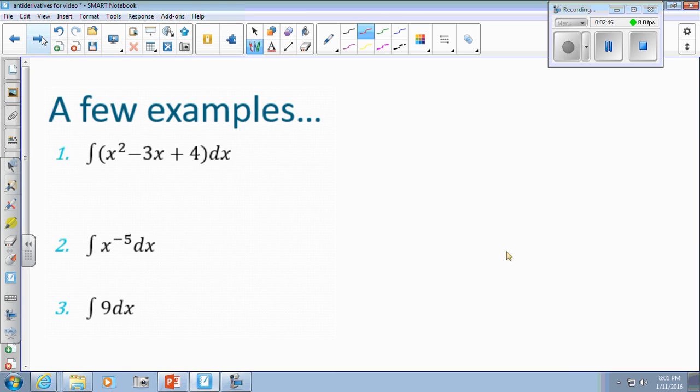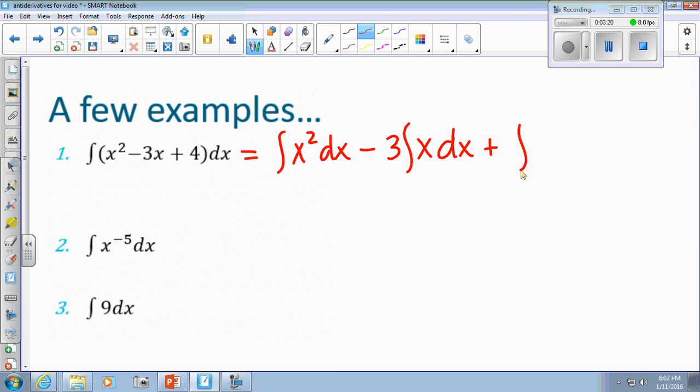Okay, so a few examples. Let's look at example number 1. In example number 1, I have addition and subtraction. So according to the rules that we just copied down, instead of trying to take one big antiderivative, I can split this up into 3 integrals. So this would be the integral of x squared dx minus the integral of 3x, but the 3, since it's a constant, can move to the front and just multiply times the integral of x. And then I'm going to add the integral of 4, which is a constant by itself.